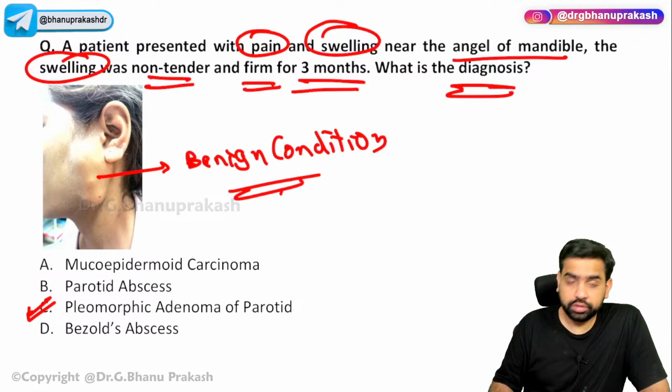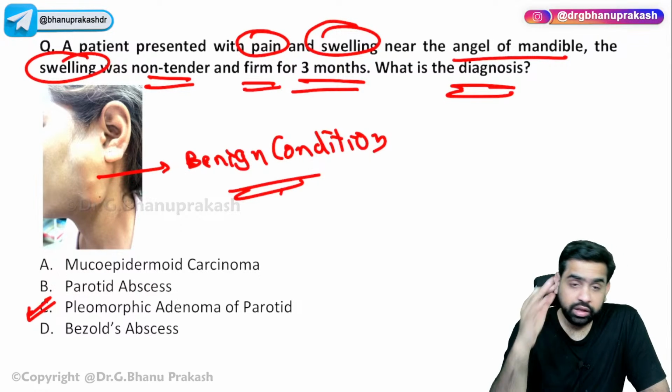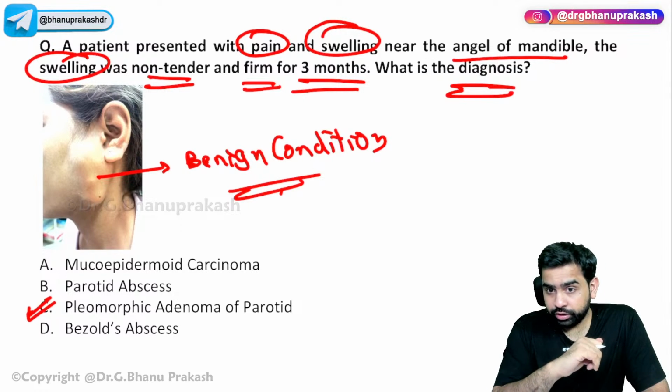This is a characteristic location of this. The most common tumor of the parotid is basically pleomorphic adenoma, that is the pleomorphic adenoma of the parotid gland. I hope you're able to understand this particular point.